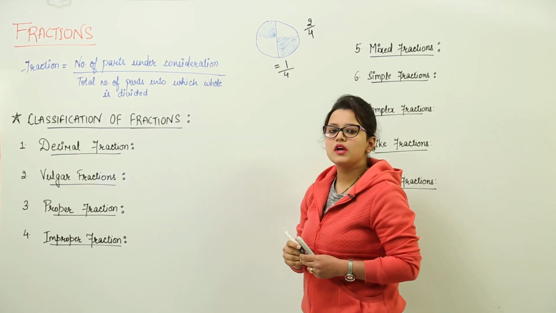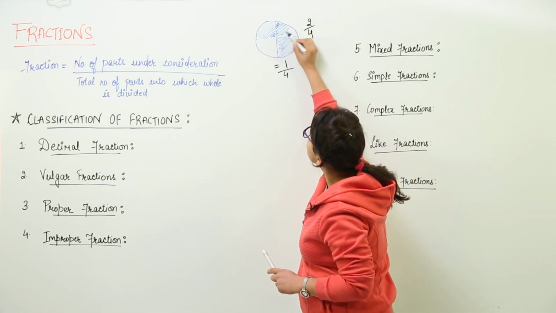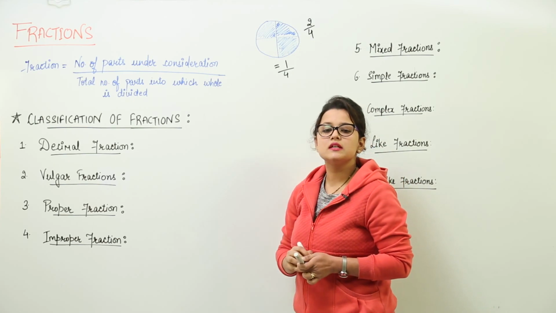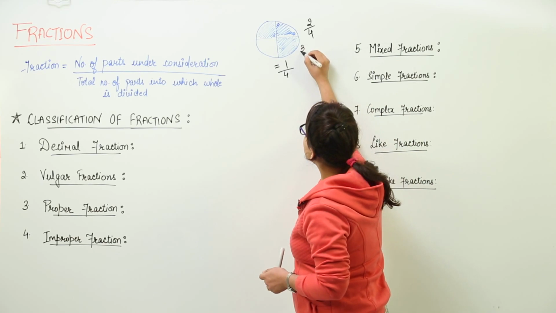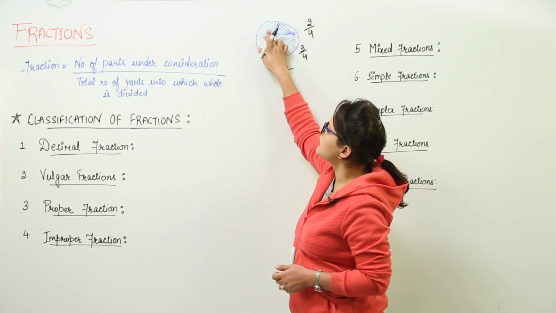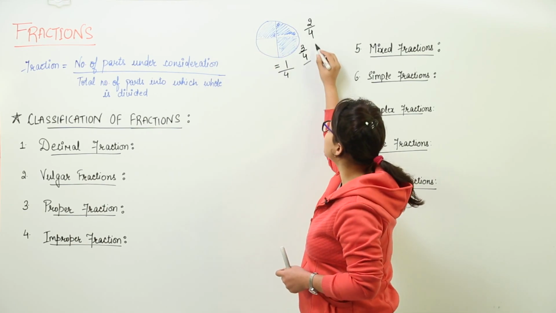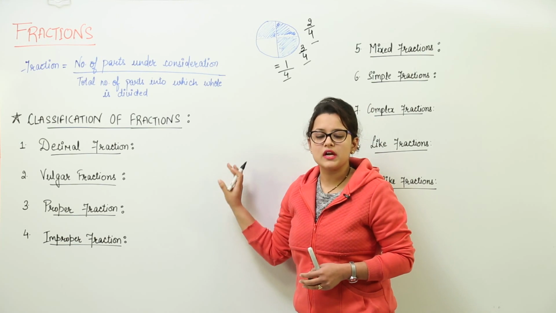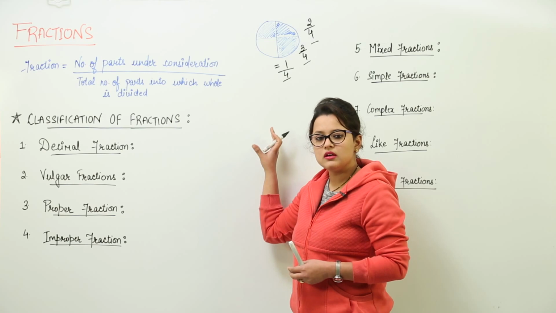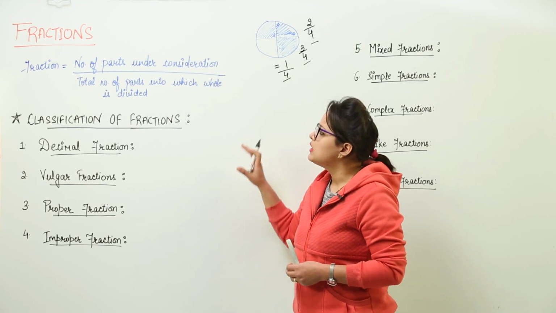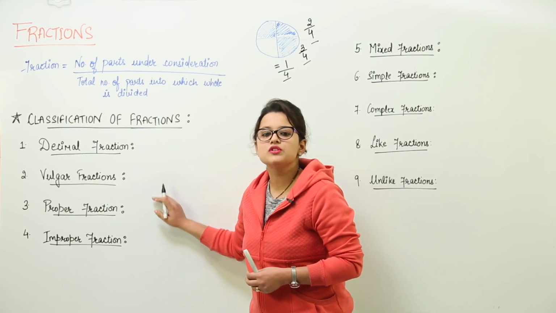If the shaded portion would have been 3 parts, then what? Say I have shaded this one also. In that case, the fraction for this part would have been 3 by 4. Why? Because 3 parts are under my consideration and the total number of parts into which the whole is divided is 4, so 3 by 4. So, this is how we write the fraction for any given diagram or any given example. Now, what are the different types of fractions, or you can say the classification of fractions?